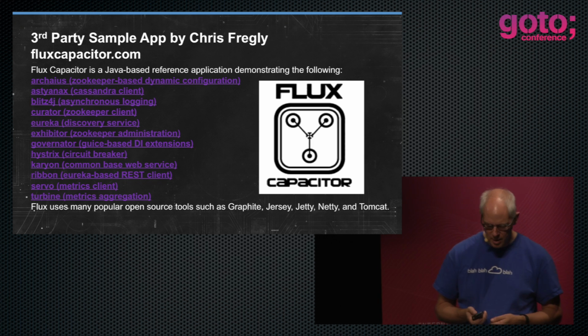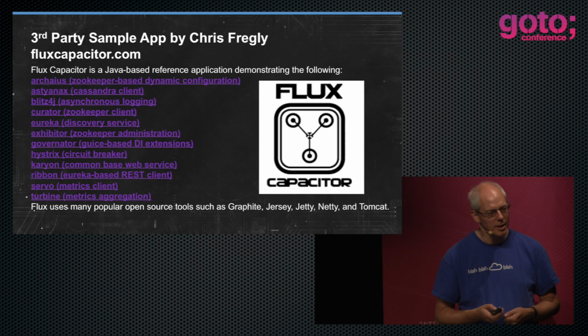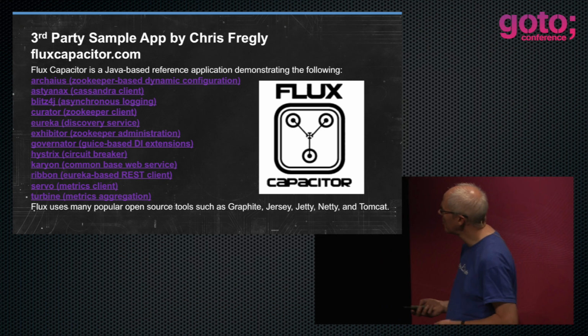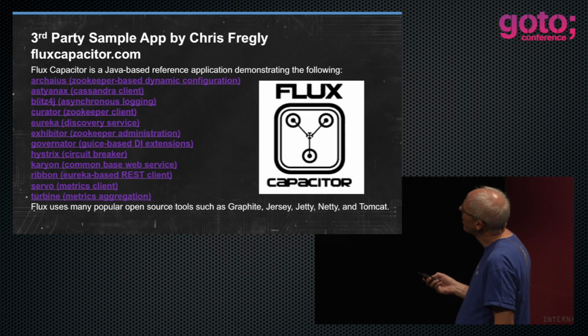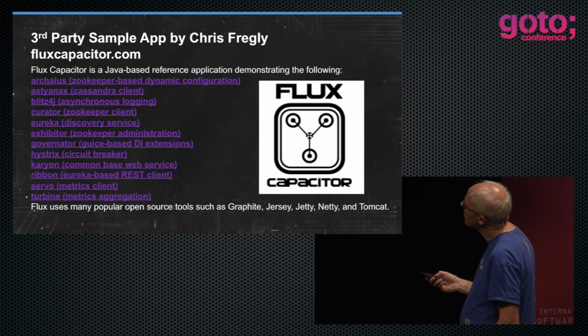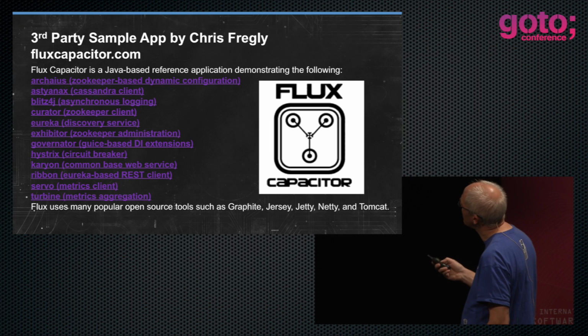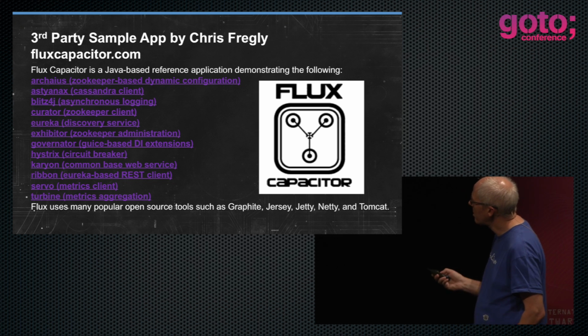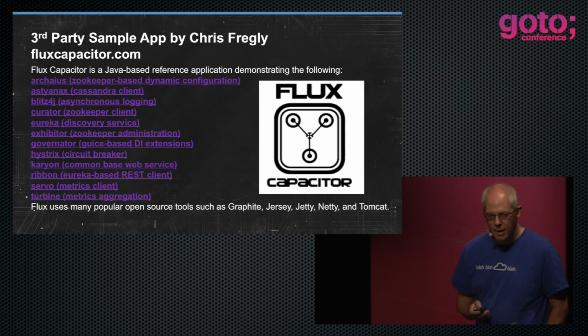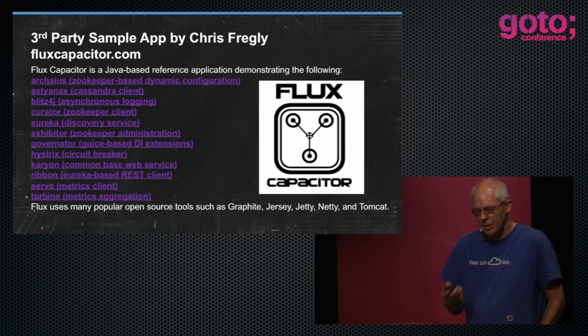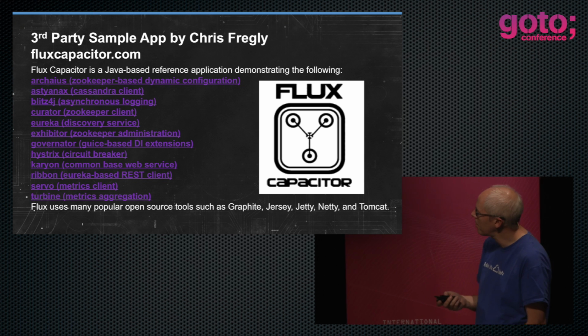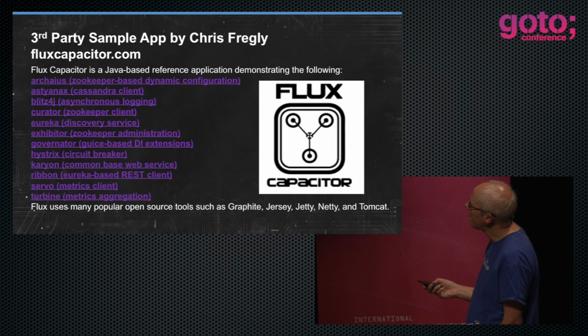So the next one is Flux Capacitor. The Flux Capacitor is very, very complicated and doesn't really do anything, because that's what real flux capacitors do. It's got all of these different tools from Netflix, plus it integrates Graphite, Jersey, Jetty, Netty, and some Tomcat stuff. So it's much more complete, because there are no graphing tools in the Netflix environment currently: the thing they built internally is too big and complicated to open source, and they haven't got around to it yet. But if you want to use Graphite for graphing, it's built in here.